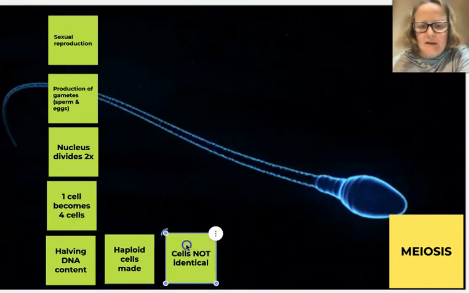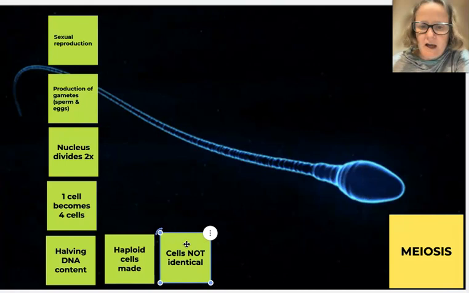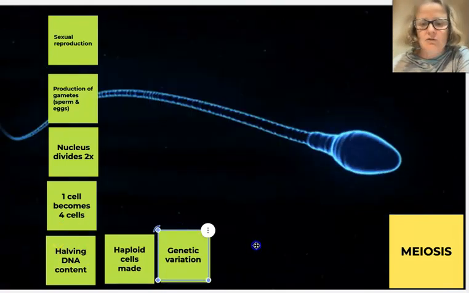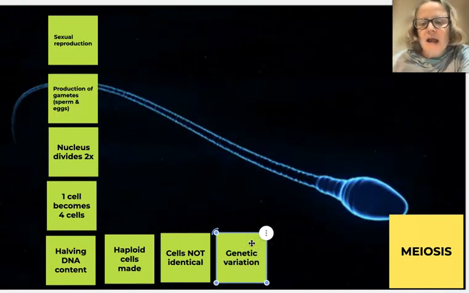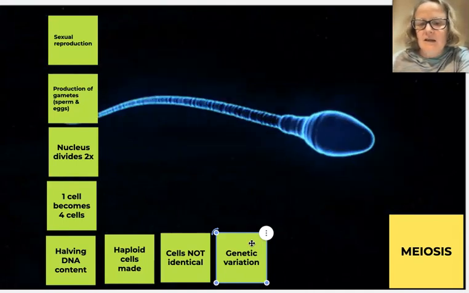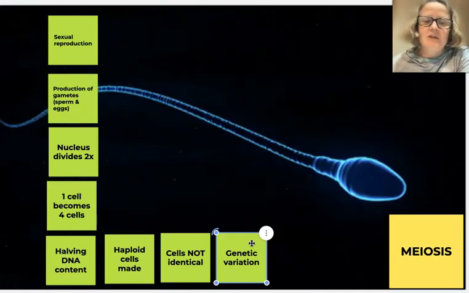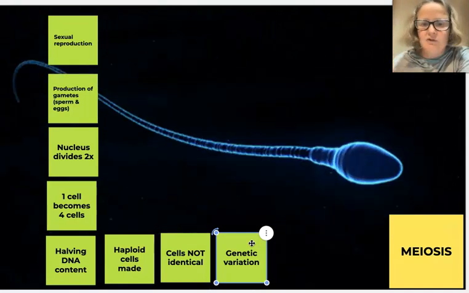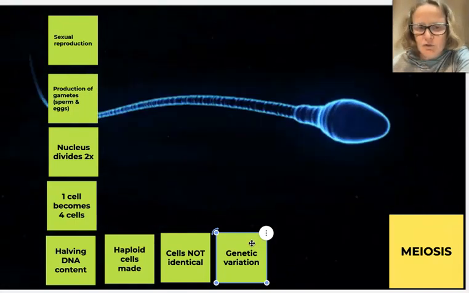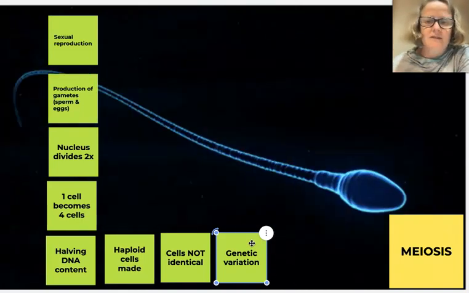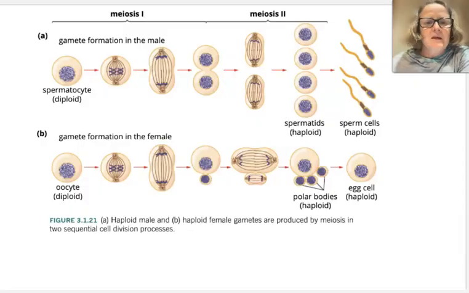This means, therefore, that the cells are not identical to the parent cells. They are also not identical to each other. So now we have a type of cell division that results in genetic variation, and this is going to be really important when we're thinking about species continuity and evolution and why siblings don't look like each other and all those kinds of things. So let's have a look at the process of meiosis.